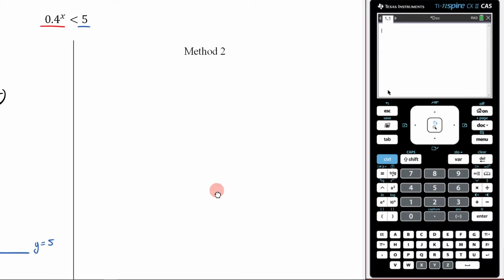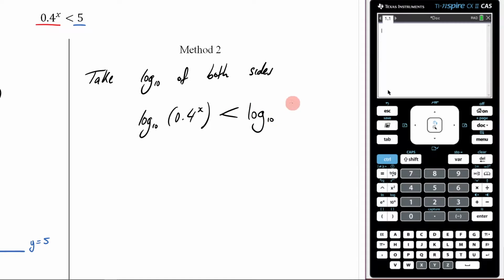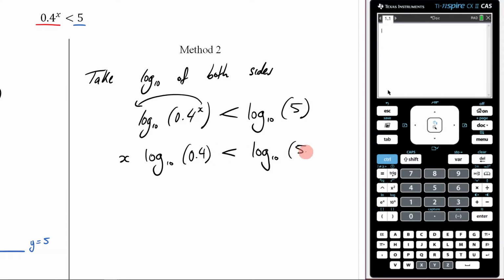So how are we going to do this? Well, what you're going to do is you're going to take the log of both sides. It doesn't matter what the base of the log is. Let's just make it base 10. So that means I'm going to go log of base 10, and then I'll put in my left-hand side. Then it is less than log of base 10 of my right-hand side. Then I can take this x and bring it out the front. x times log base 10 of 0.4 is less than log base 10 of 5.